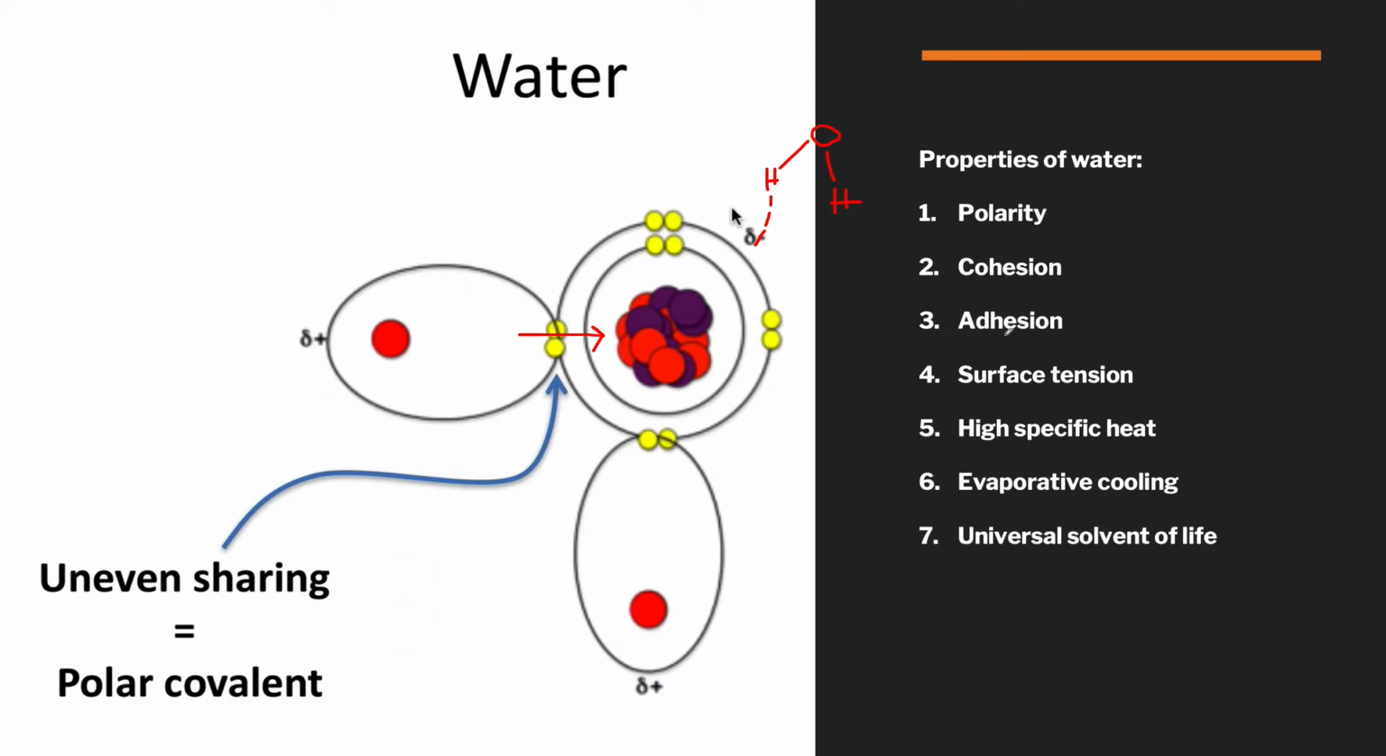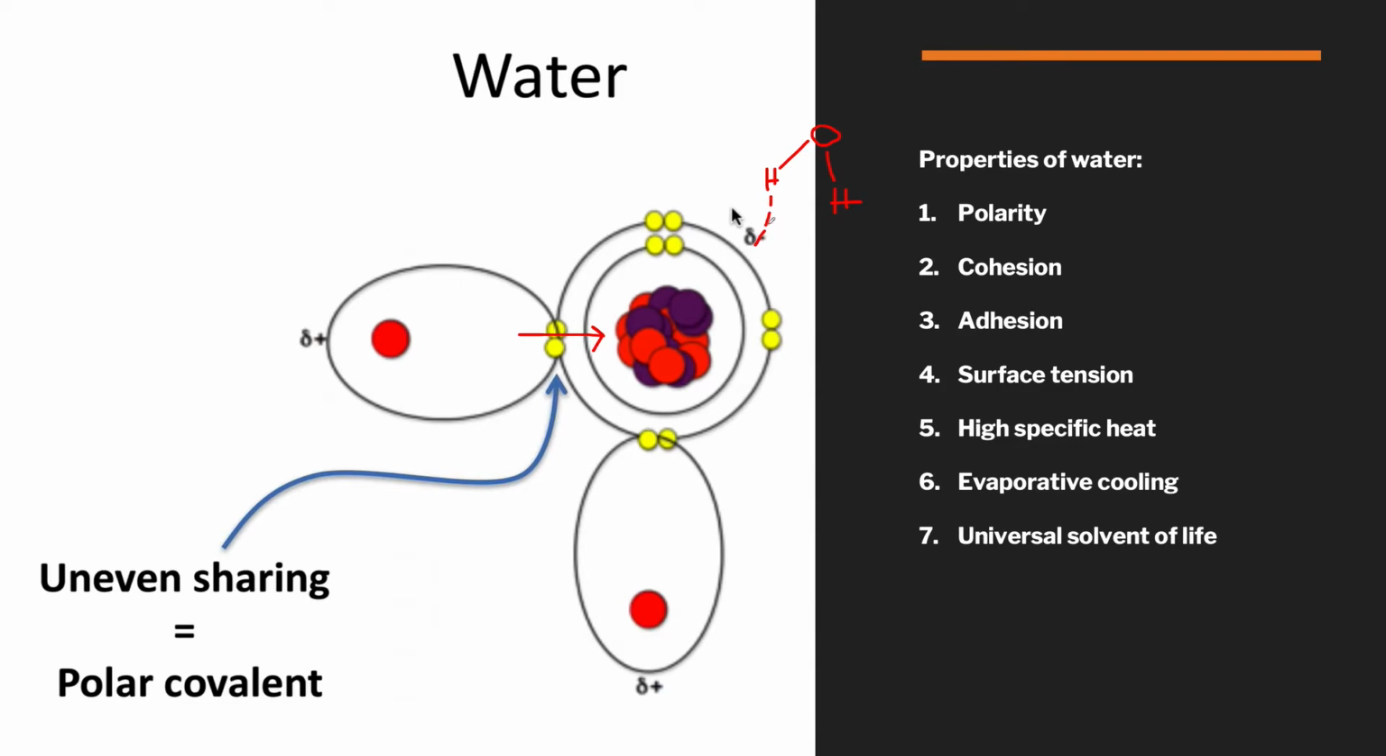Adhesion means it sticks to other things. Because of these partial charges, it can stick to anything else that has a partial charge, like a paper towel, a piece of toilet paper, or a window pane. That's adhesion. Surface tension is due to these hydrogen bonds between water molecules.